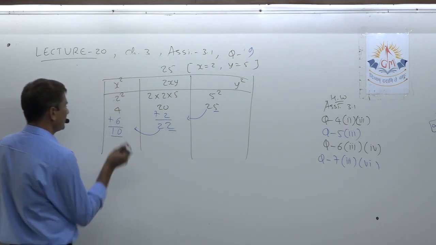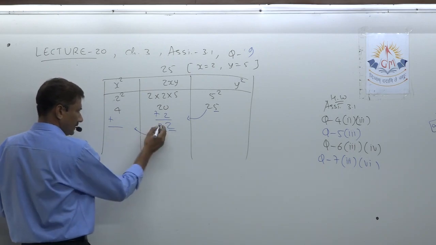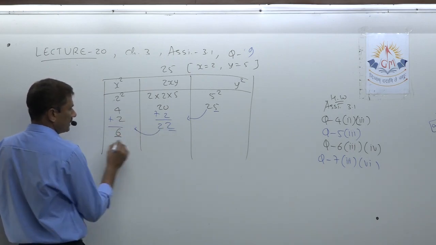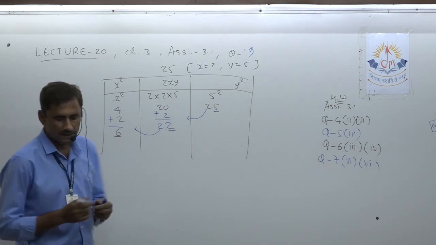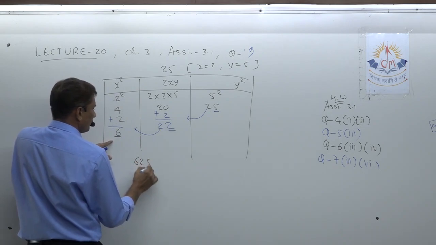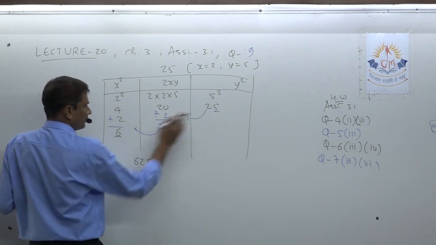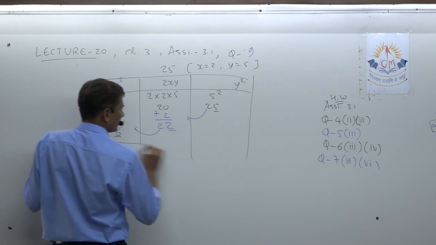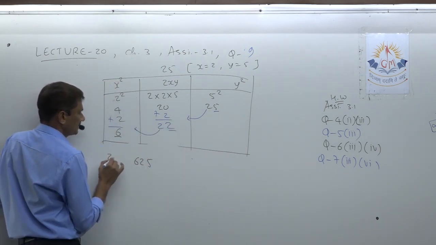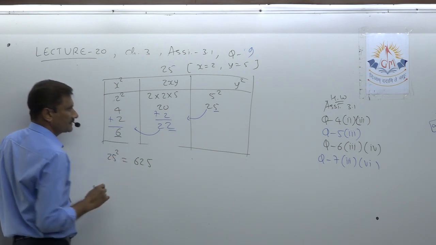Sorry, 2 is added here, not there. So 4 plus 2 is 6, and it is underlined. Underline only the digits here. So write down 6, 2, 5. Underline 6, underline 2, underline 5. Okay, the table is over. Just take this number. So we can say 25 square is equal to 625.